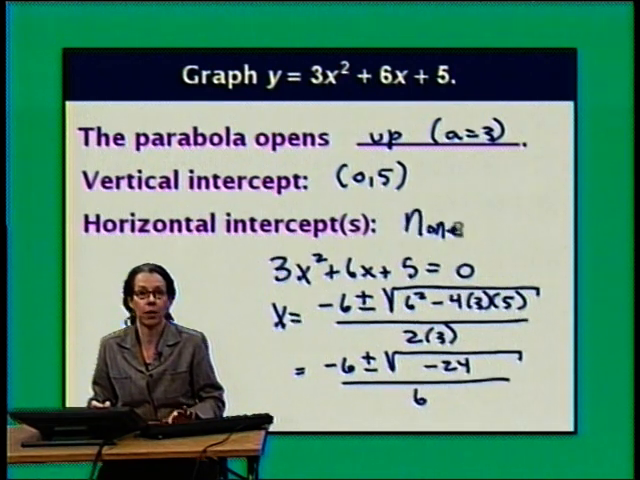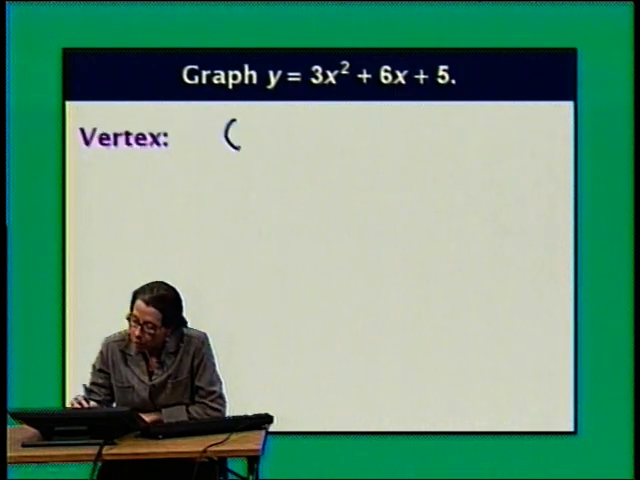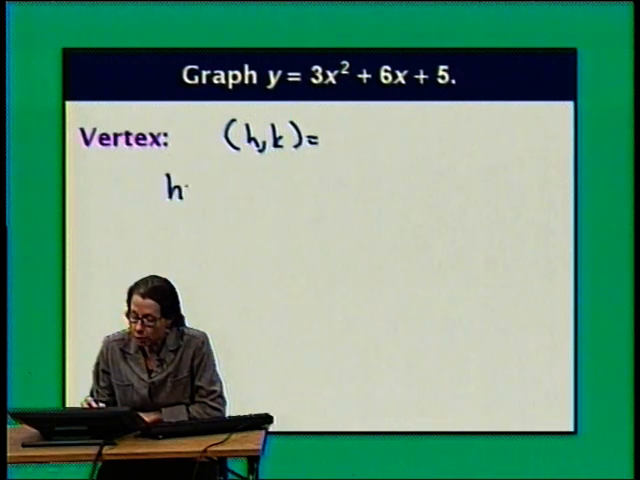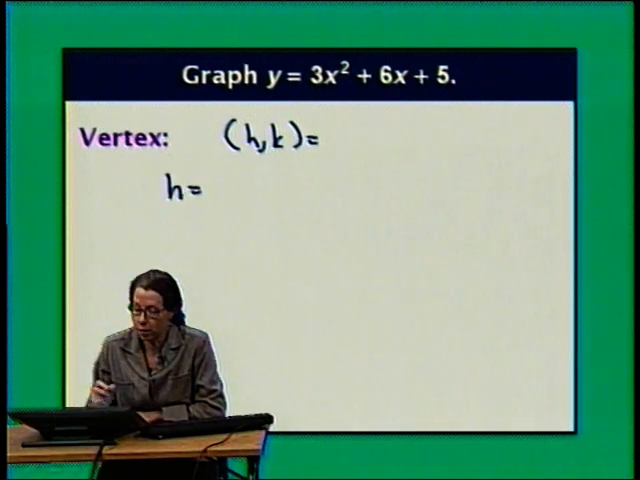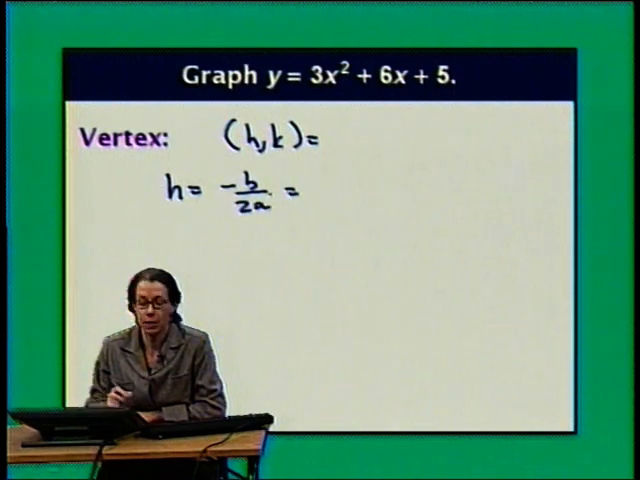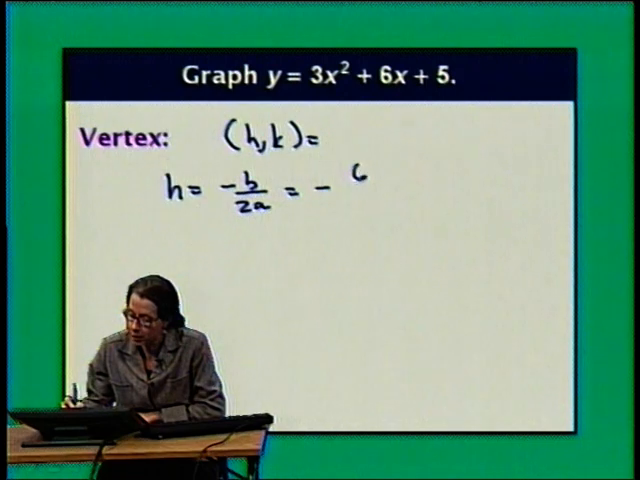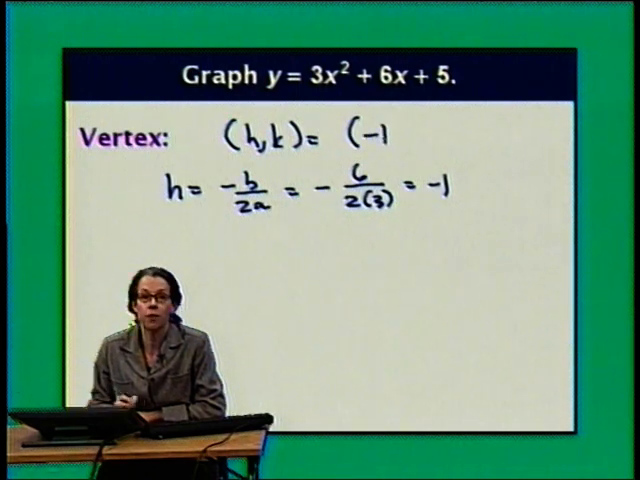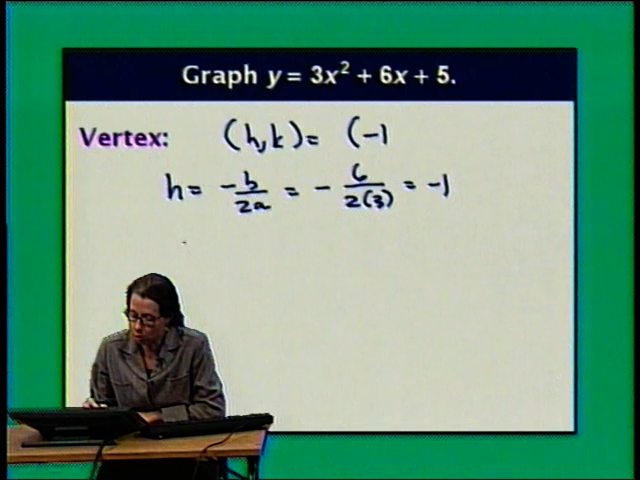How about a vertex? So I'm calling the vertex (h, k), and I need to find both coordinates of the vertex. Well, the first coordinate of the vertex is given by the formula opposite of b over 2a. In this case, that would be the opposite of 6 over 2 times a, which is 3. This is negative 1. The first coordinate of the vertex is negative 1.